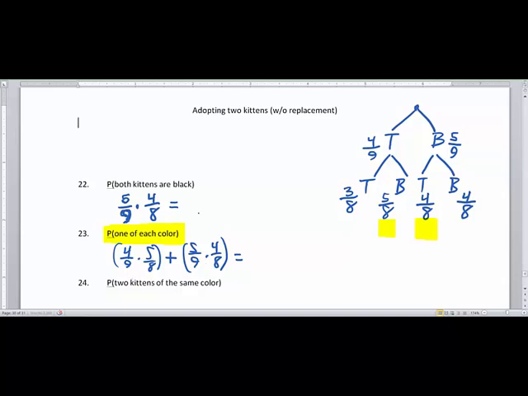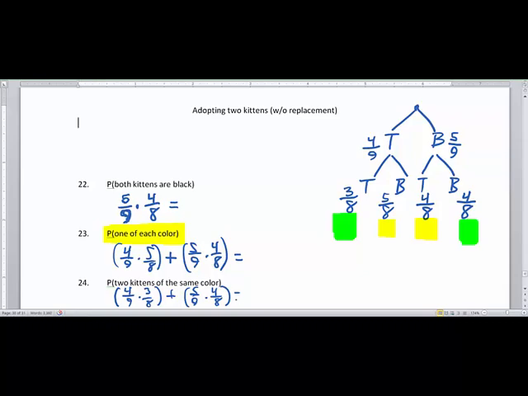Getting 2 kittens of the same color, well, we're going to think about a green path. So if we follow the tabby, it would lead us to this place at the bottom of our path. Or we could choose the 2 black kittens, and that would give us, look at this, the green path here. So just like the one above it, we would have 2 probabilities added together. So 4 ninths times 3 eighths plus 5 ninths times 4 eighths.